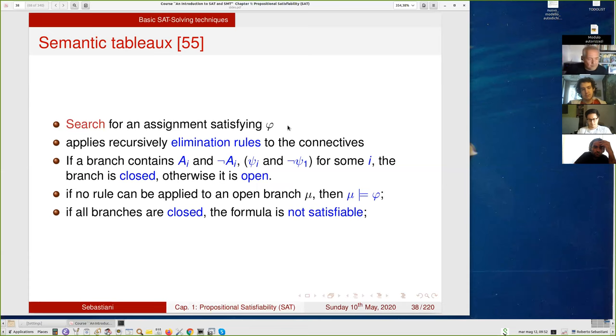Now the second technique, which is very popular between logicians, but very inefficient from the viewpoint of reasoning.